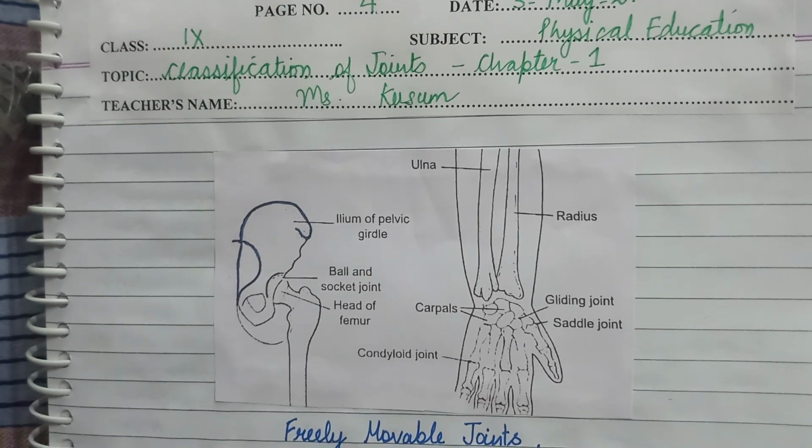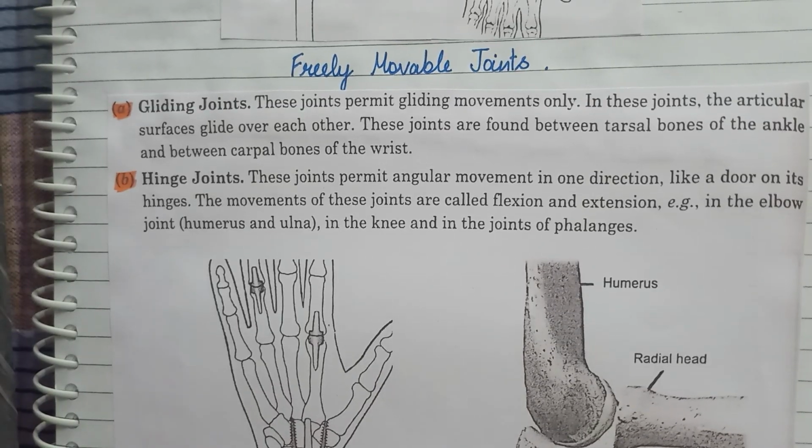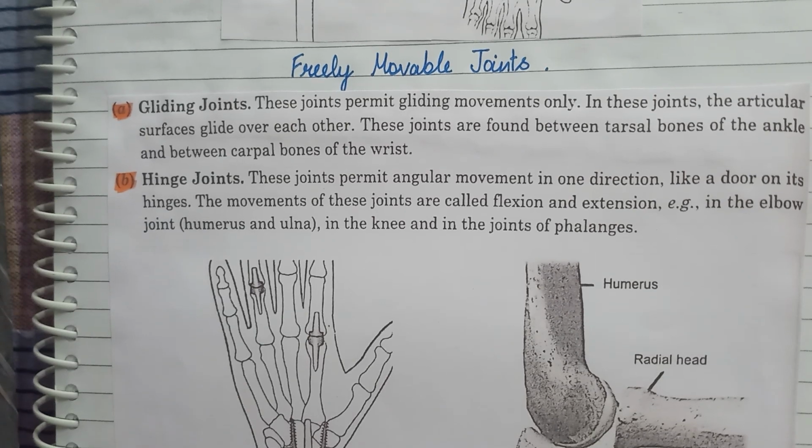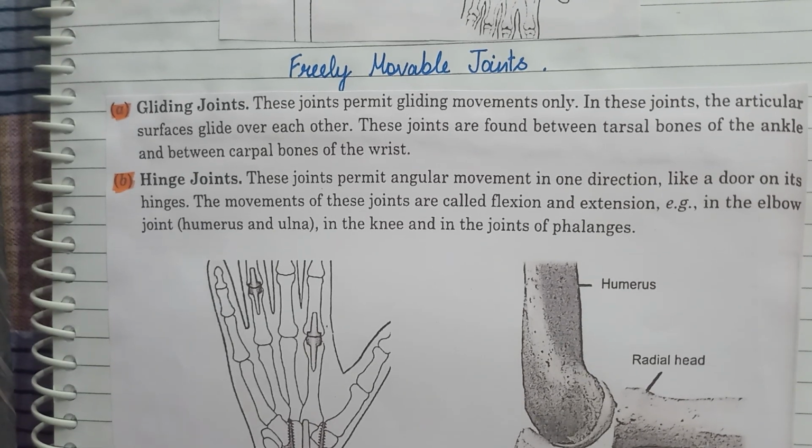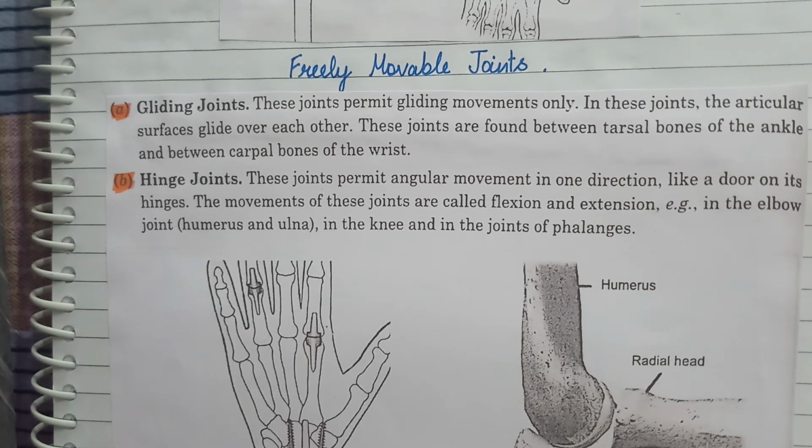First, gliding joint. These joints permit gliding movement only. In these joints, the articular surfaces glide over each other. These joints are found between the tarsal bones of the ankle and between the carpal bones of the wrist.